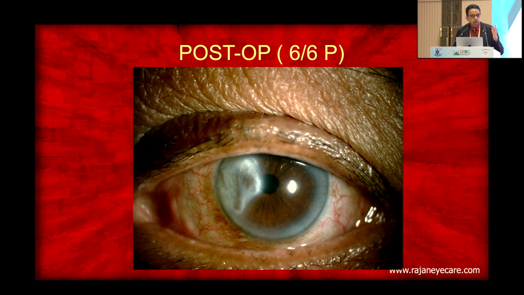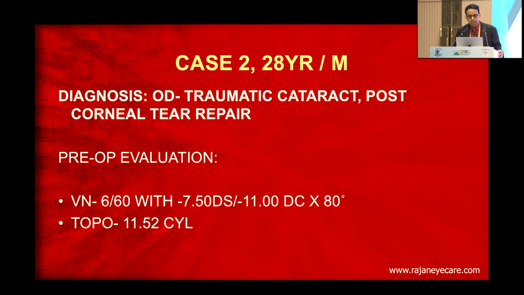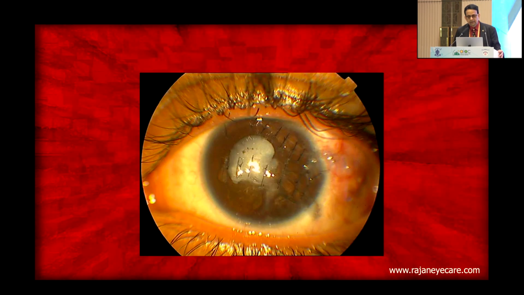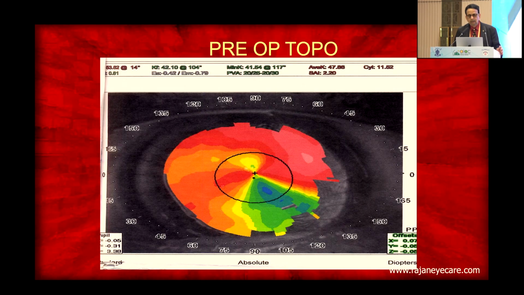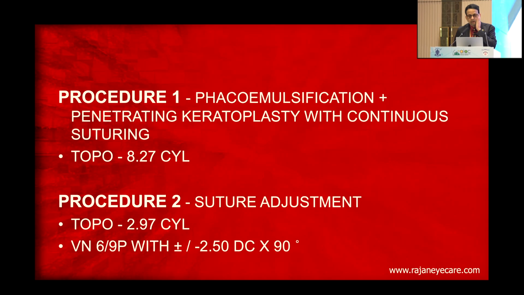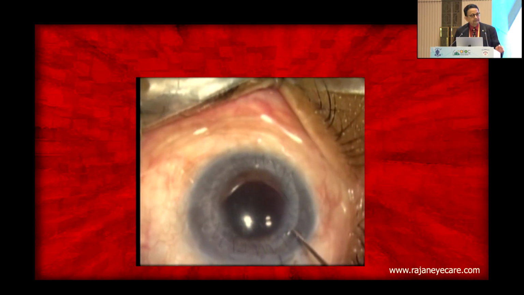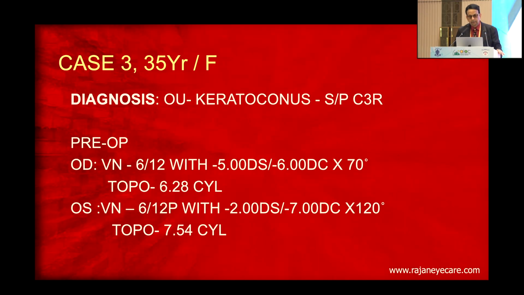So I think we should go in for toric lens whenever it's possible. Again, a traumatic cataract, post-corneal tear repair. Totally screwed up cornea. You can see here sutures are done. You can see the screwed up topography here. Obviously, you need to do a penetrating keratoplasty. And post-operatively, I did a suture adjustment also. You can see here suture adjustment, and the cylinder came down after that.